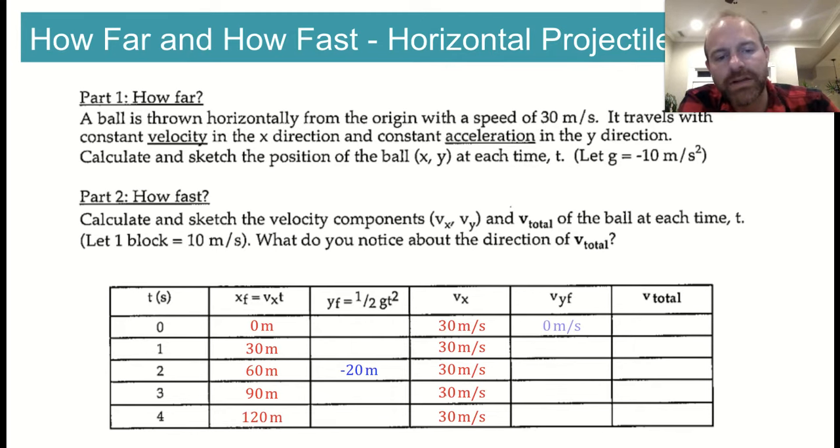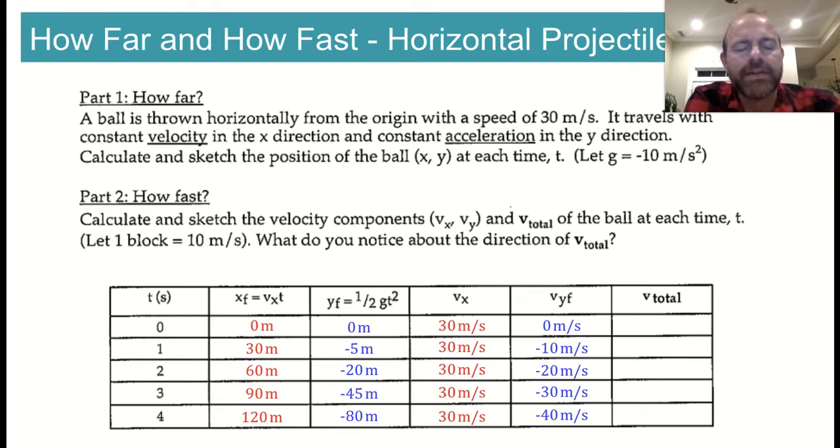If we look in the y direction, the initial y velocity is 0 meters per second. After 1 second, it's -10. After 2, -20. After 3, -30. And after 4, -40 meters per second. We can go ahead and use our free fall equations: 0 meters, -5 meters, -20 meters, -45, and -80 meters.